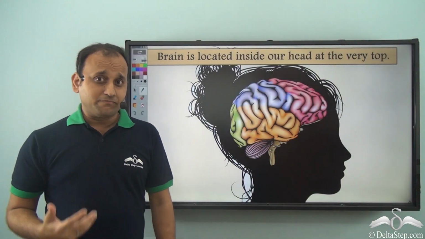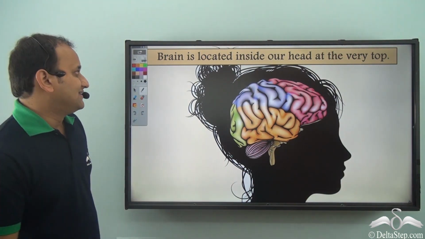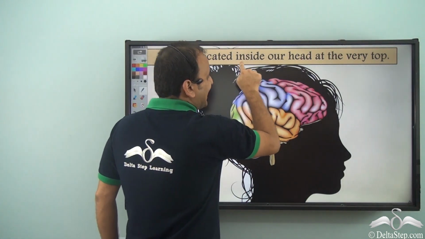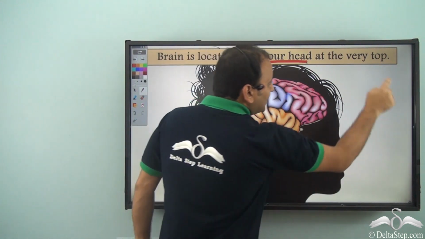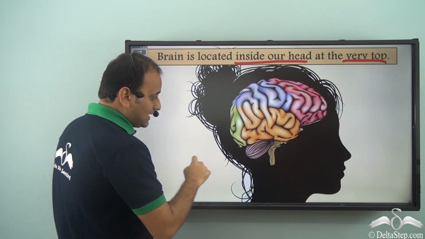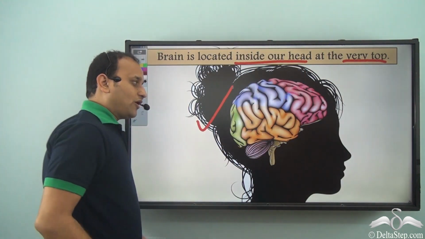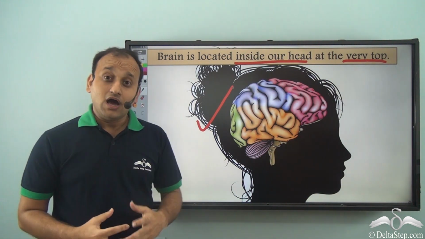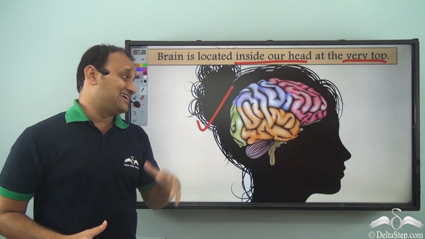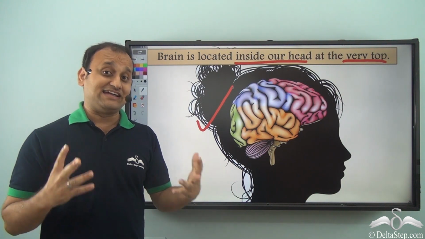Now, where is the brain located? Well, the brain is located inside our head at the very top. So you see, brain is located here in our body, and this is the control system of our body, and it controls the functions of the entire body.